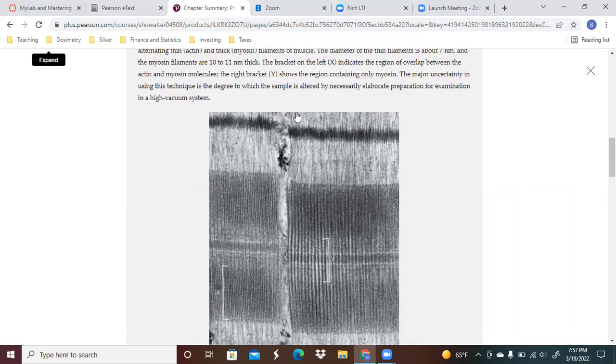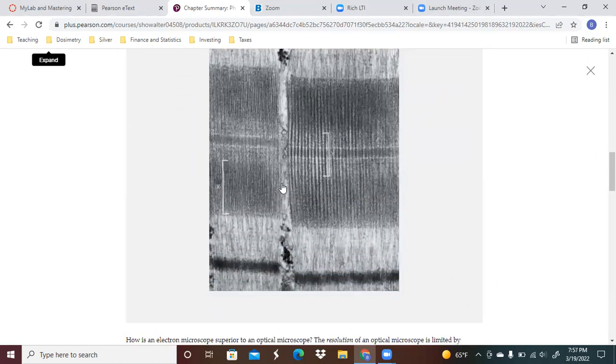The major uncertainty in using this technique is the degree to which the sample is altered by the necessarily elaborate preparation for examination in a high vacuum system.